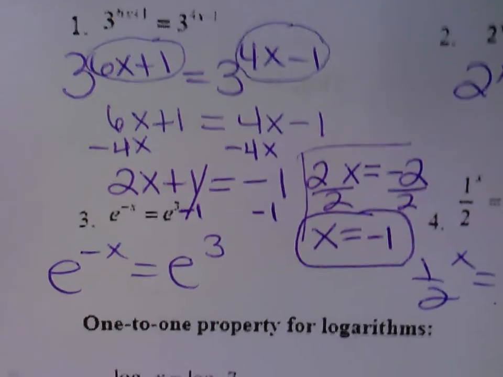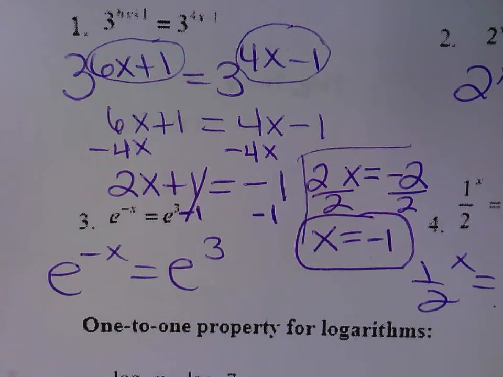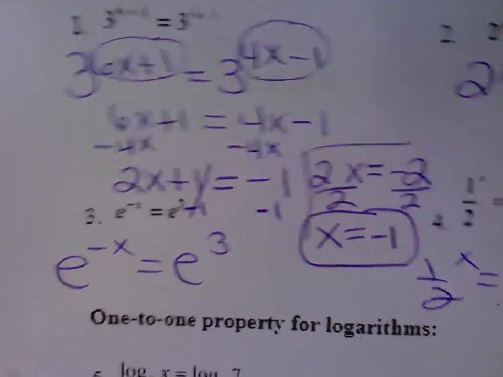So is this hard for you guys? You don't know how to solve a linear equation like 6x plus 1 equals 4x minus 1? Do I need just some practice on solving a linear equation, do you think? You know how to collect x's and get x by itself? Because that's what you need to be able to do for the one-to-one property.